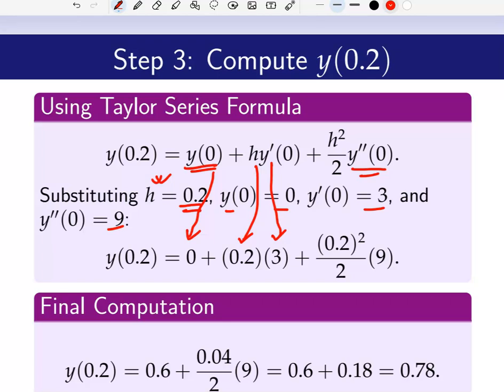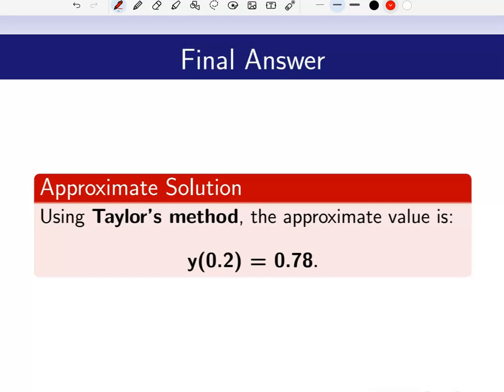So we get y(0.2) = 0.6 + (0.04/2) into 9, that is 0.6 plus 0.18, that is 0.78. So at x = 0.2, y will be 0.78. That is the solution. The approximate value using Taylor's method is y(0.2) = 0.78. That's it. Thank you.